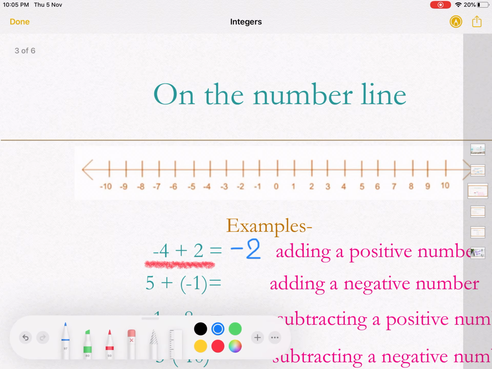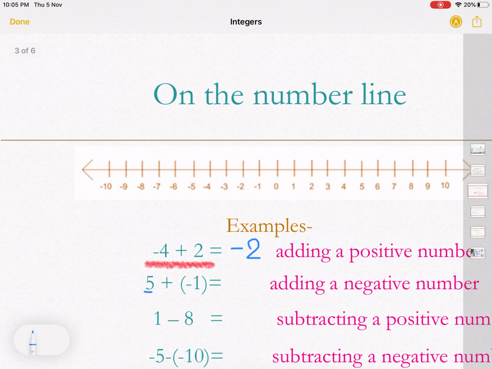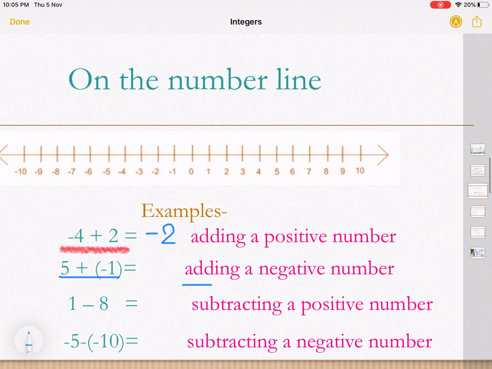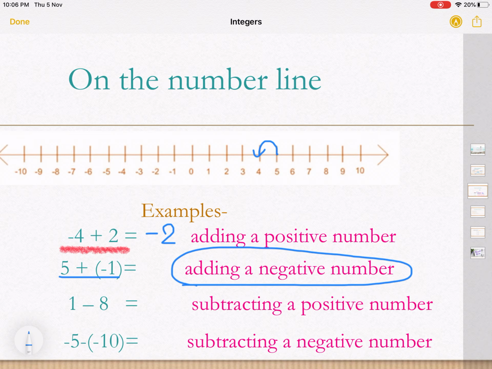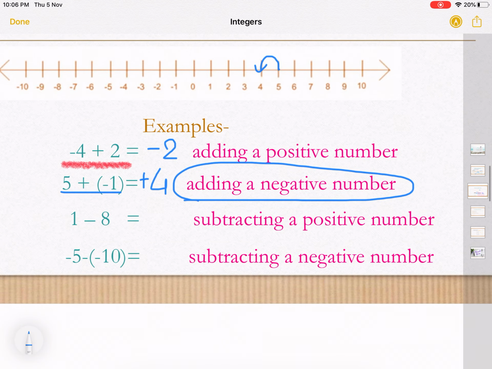Now, our next example is 5 plus -1. Now, always remember, when we are adding a negative number, we move to the left side on the number line, which means that we start on 5 and move once to the left, which will land us on the positive number 4. So, the answer is 4, or you can also write it as +4. Alright, the next example now.